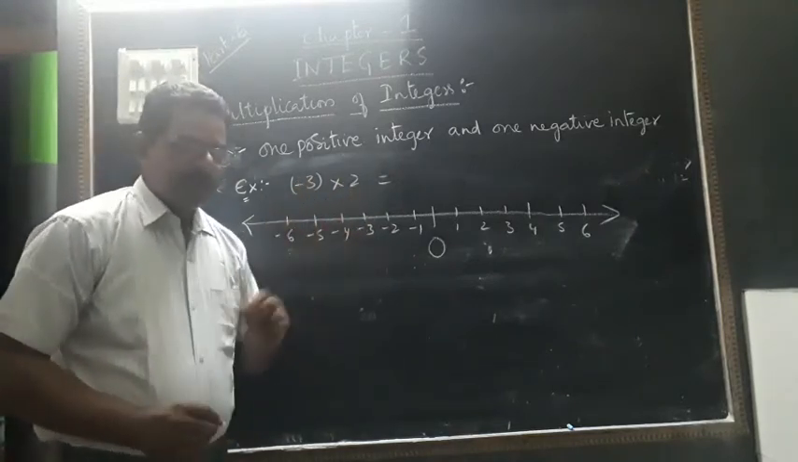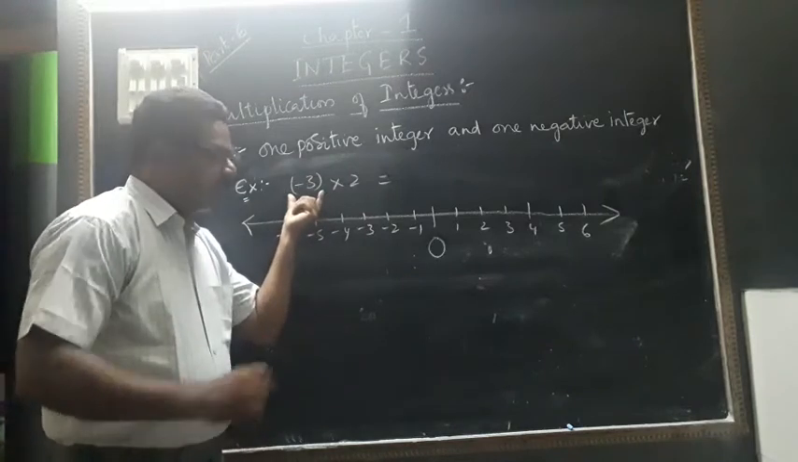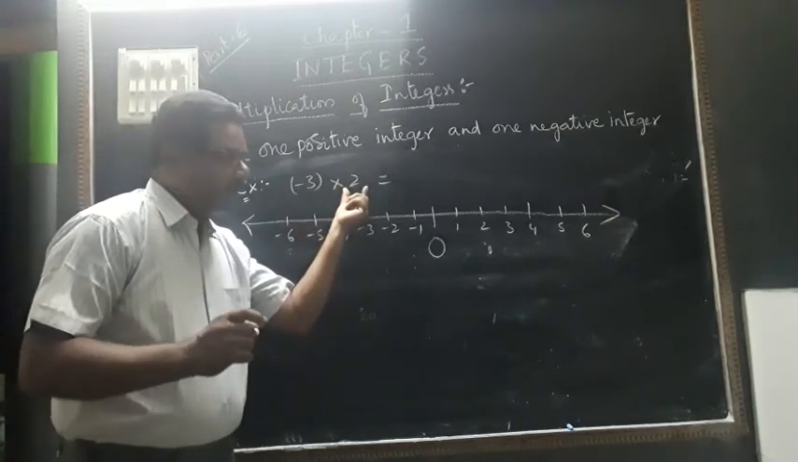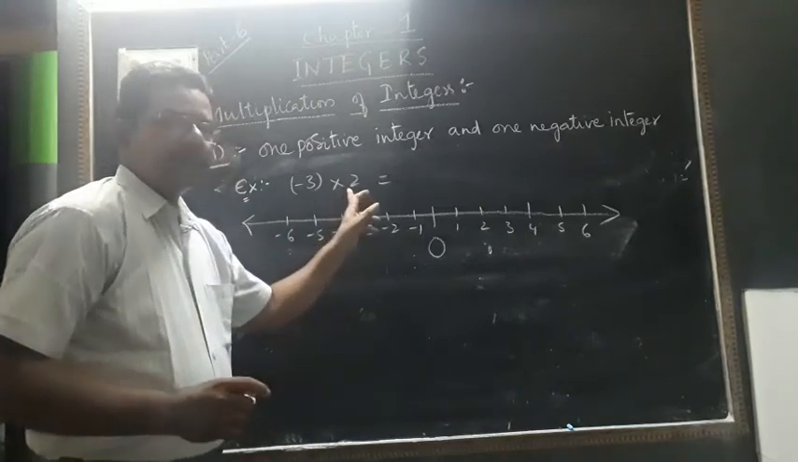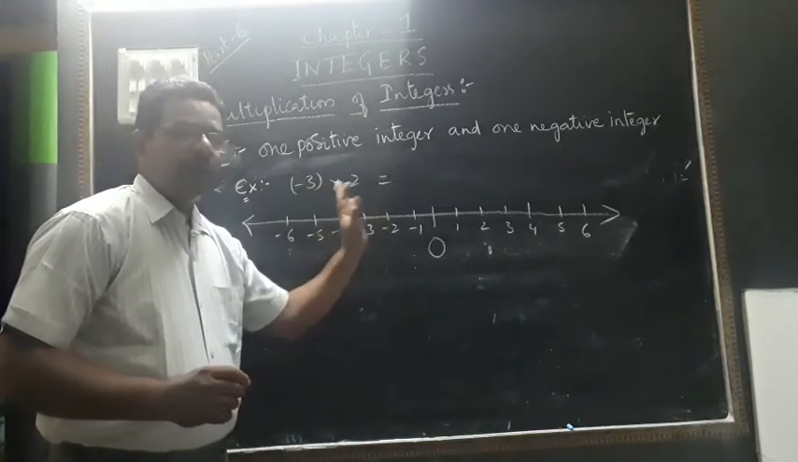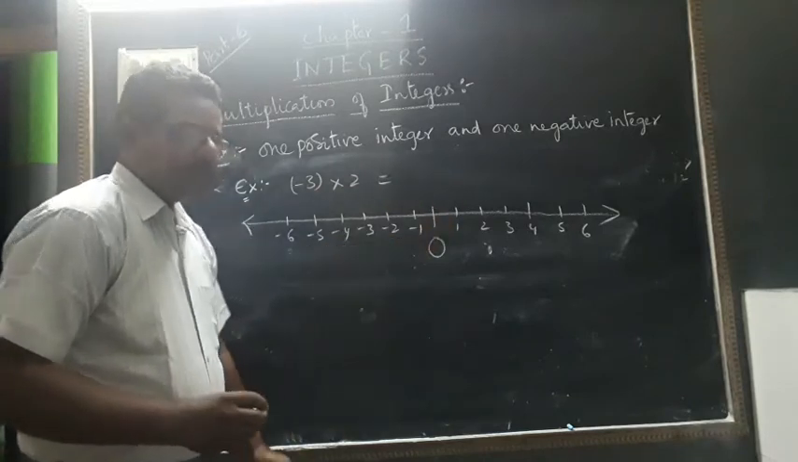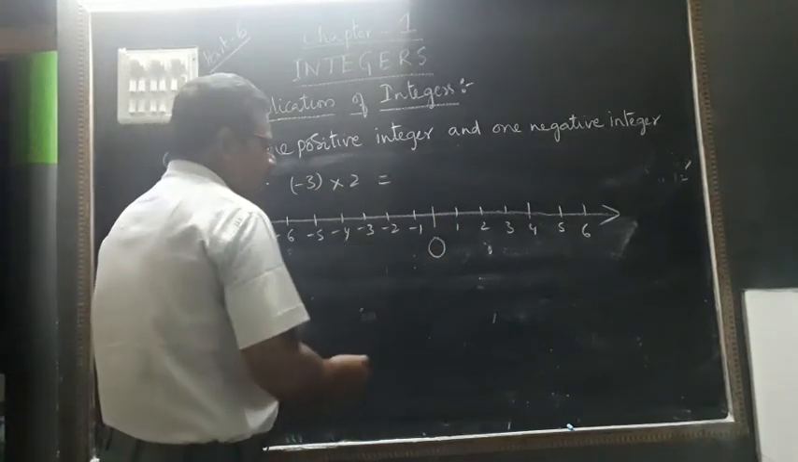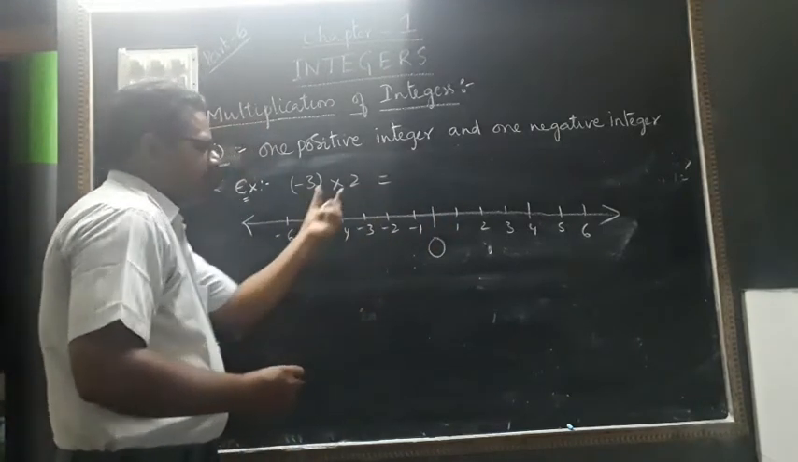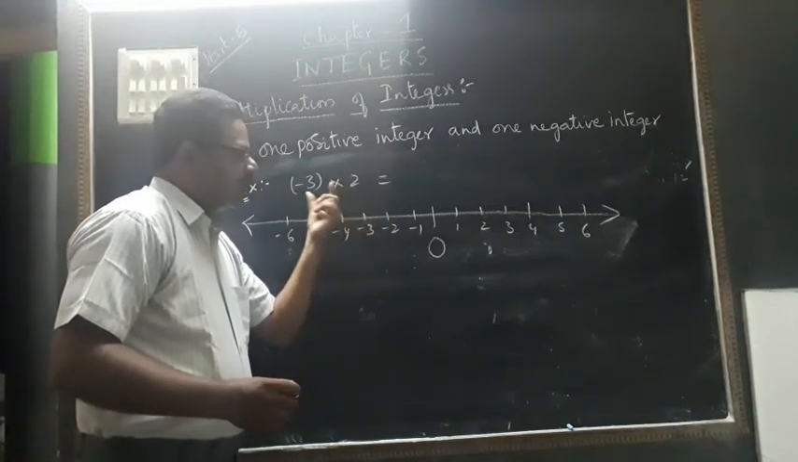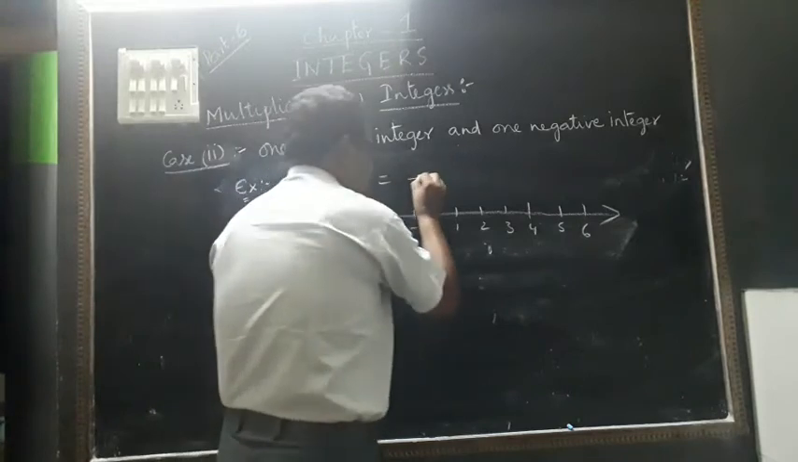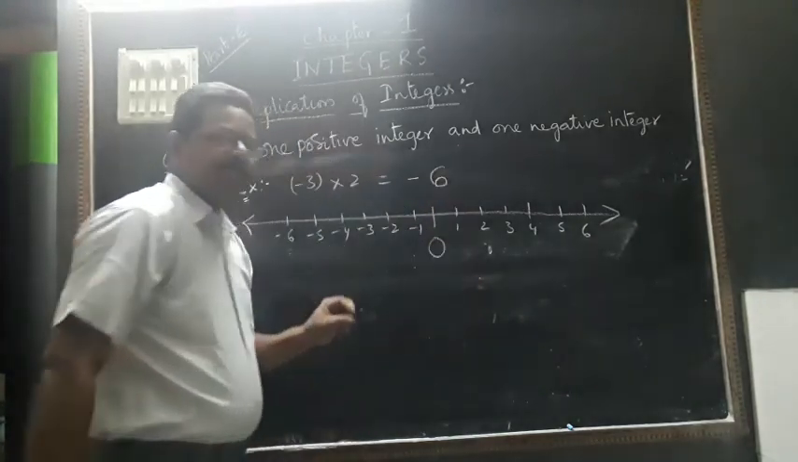2 times. So the first number is minus 3. It should jump 2 times. That is, 2 is positive. So positive means we have to go towards the right hand side. So minus 3, 2 times. Okay. So minus 3 into 2, we can get the answer is equal to minus 6.